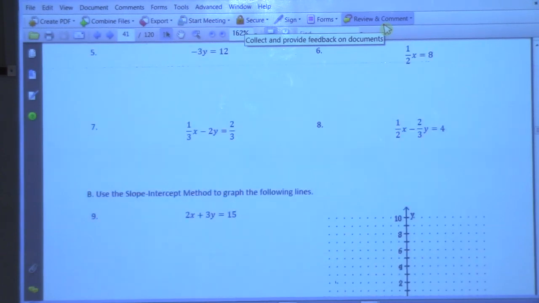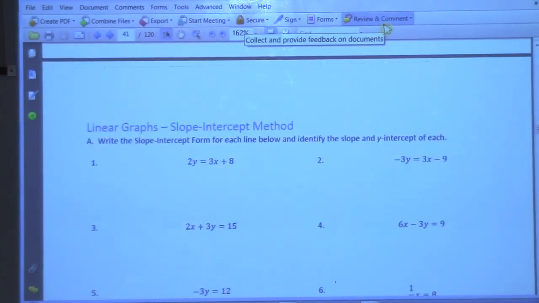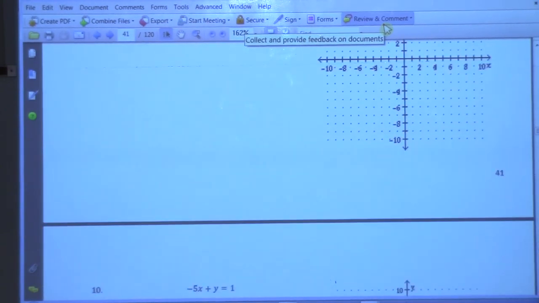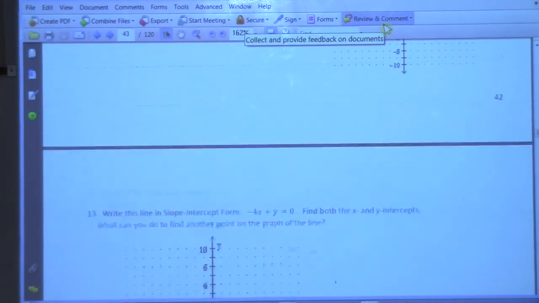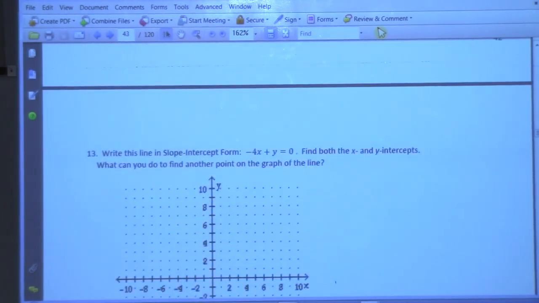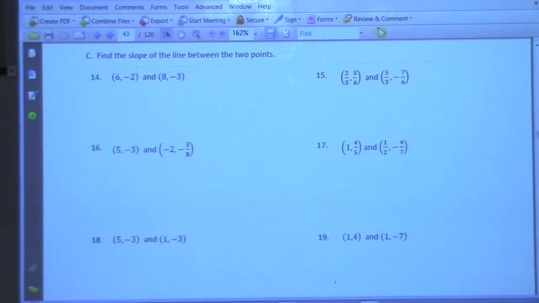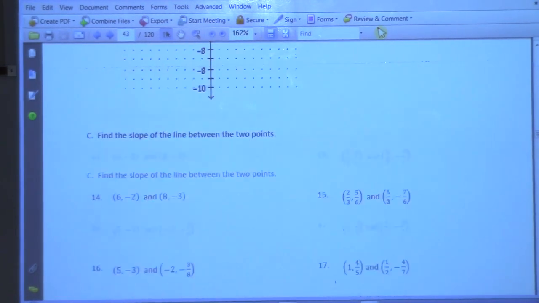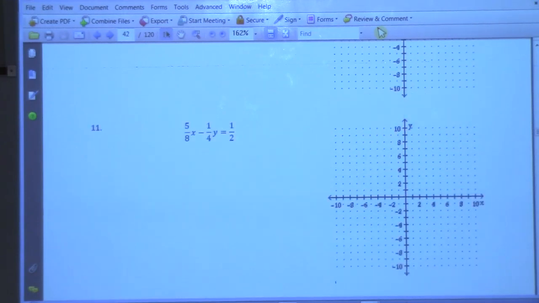Okay, and then we go to our different method. Now for this one, I'm going to show you the method, but the homework is pretty much the same, so you could do it using the other method if you like the other method. Okay, and then there's some points, and then here's some word problems. So we'll get to those. So let's talk about the other method.